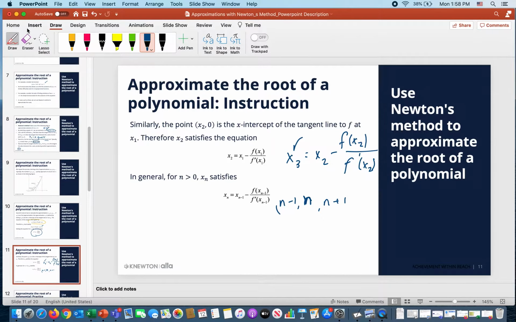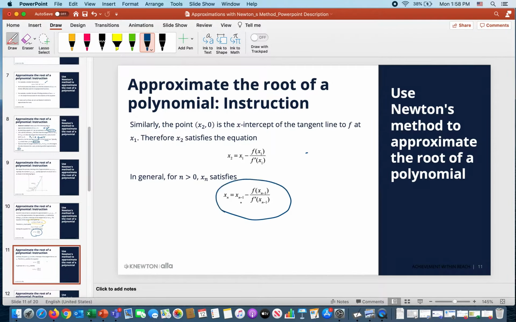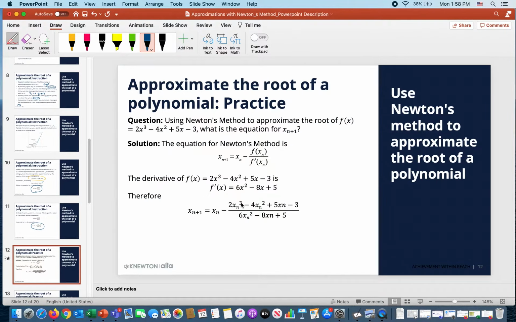I know there's a lot of abstract going on here, and you're probably thinking, are you ever going to work a problem out? And I am. I'm going to work one out right now. What we want to do is take a look at how to use Newton's method. And again, this is the general form that we're going to be using as we tackle these. Use Newton's method to approximate the root of this function. What is the equation for x sub n plus 1?